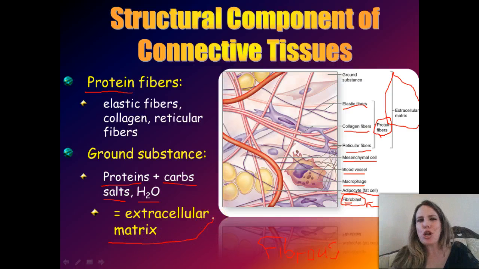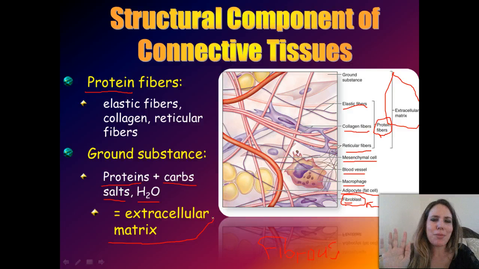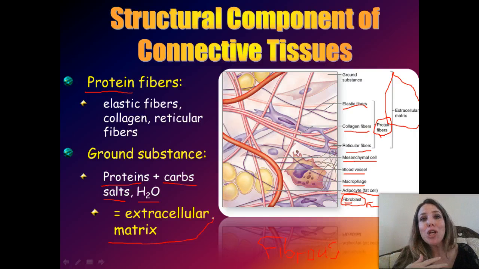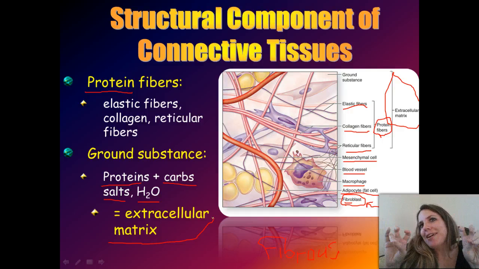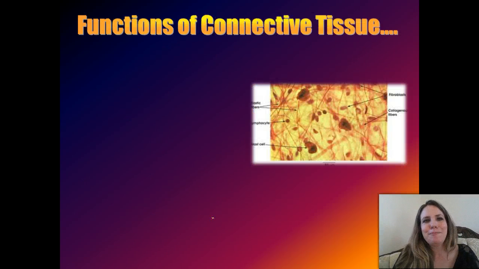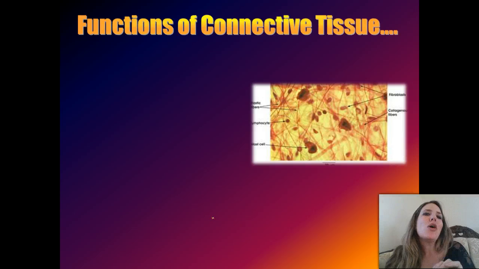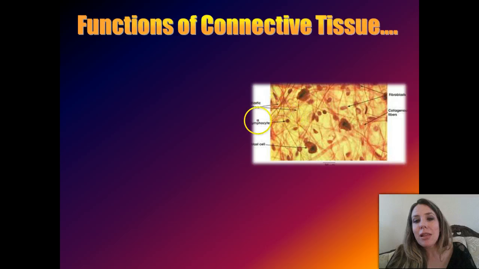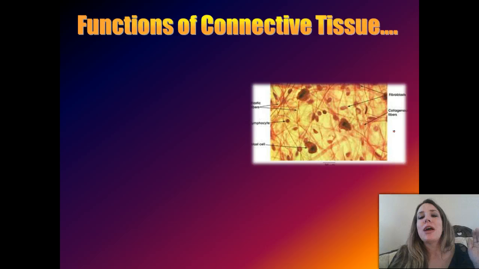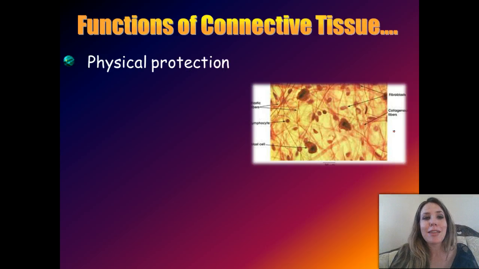So you'll hear us use the term extracellular matrix all the time throughout A&P, especially when we get into physiology and we're talking about the movement of molecules in and out of cell membranes. Well, if you're outside of the cell, you're in the extracellular matrix, right? So just get used to that term, get used to the term ground substance, because we say those things all the time. Okay, so now let's go over the functions of connective tissue. And you see right here a lovely picture of some connective tissue. And again, very soon you'll be able to identify what kind of connective tissue we are looking at there.